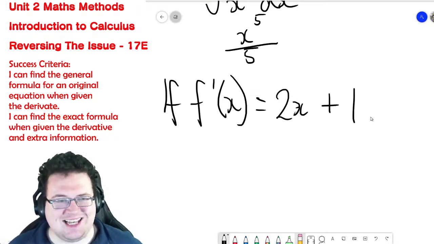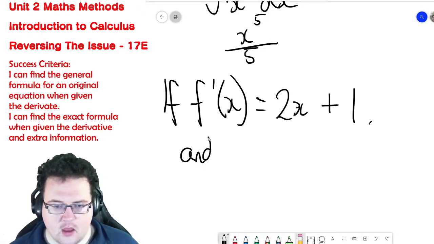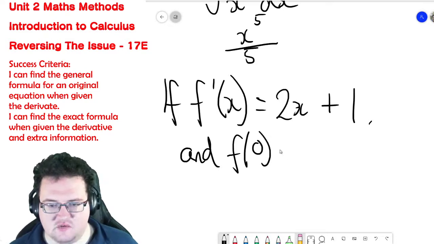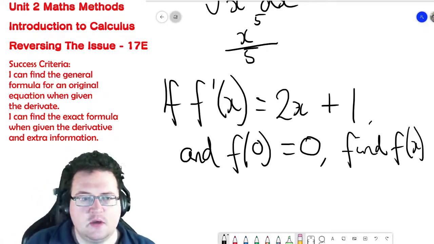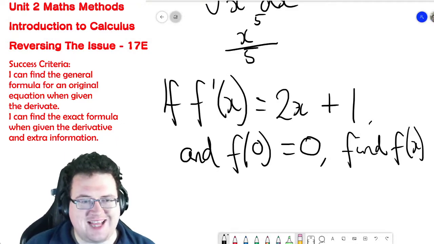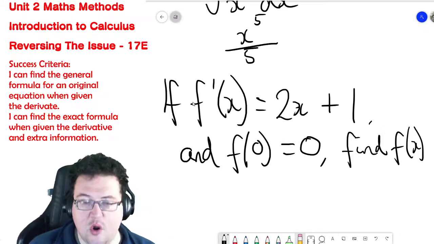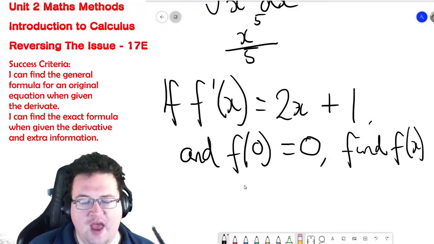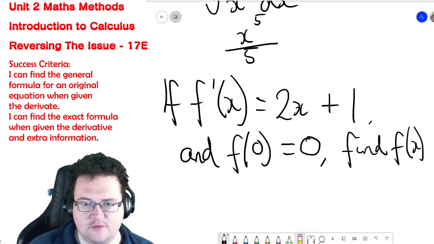If f dash x equals 2x plus 1 and f of 0 is 0, find f of x. So if f dash x is 2x plus 1 and f of 0 is 0, find f of x. So you now have a derivative equation and you have a piece of information about the original equation that you can now try and solve.